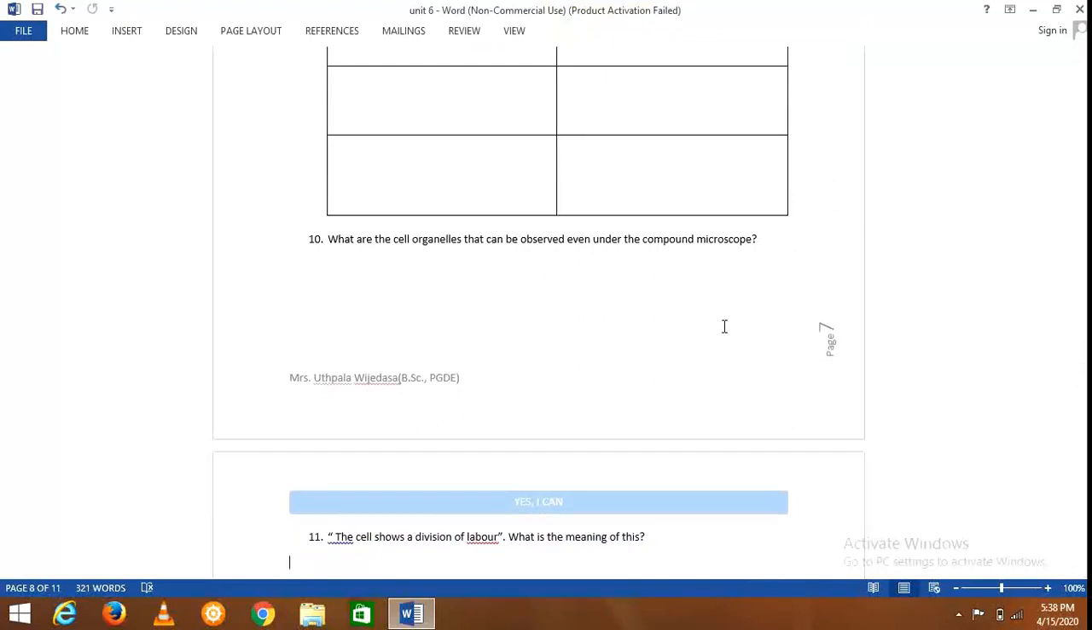Then another important question, what are the cell organelles that can be observed even under the compound microscope, or what we call as the light microscope? So we can say we can observe cell wall, cell membrane, cytoplasm and the central vacuole as well as the nucleus under the compound microscope. In addition to that, in a plant cell, we can observe the chloroplasts as well. All the other organelles should be observed under an electron microscope.